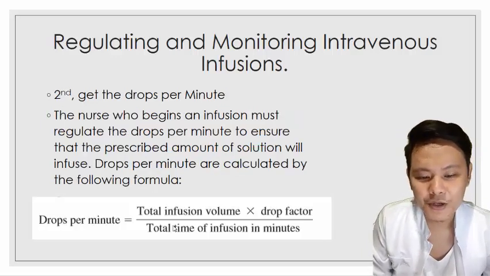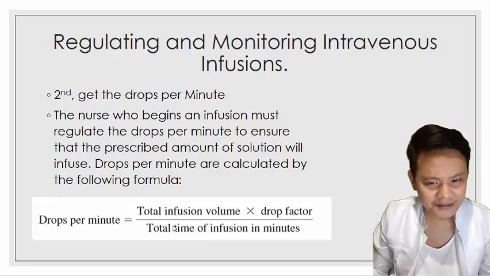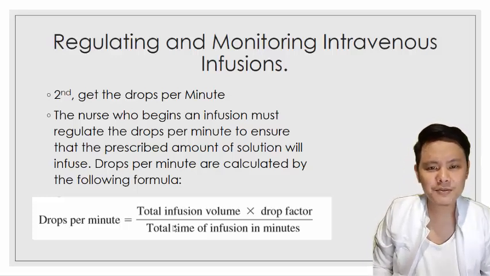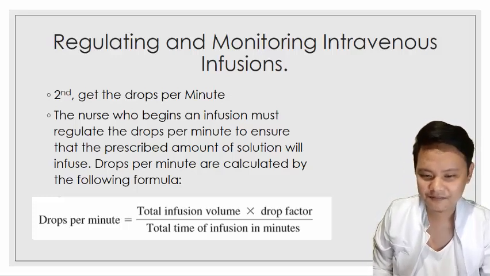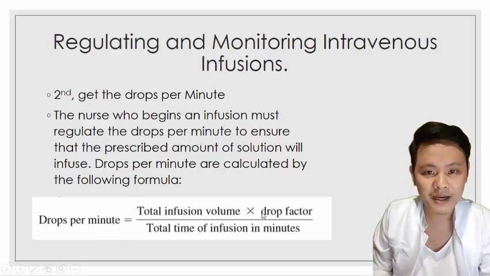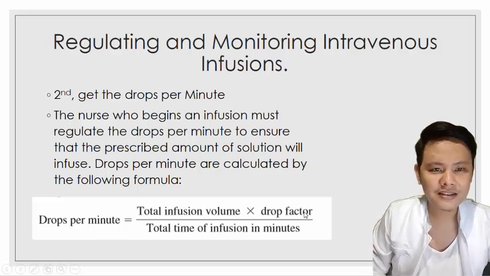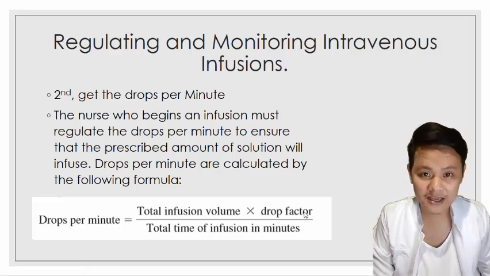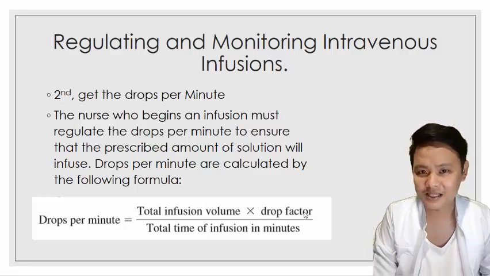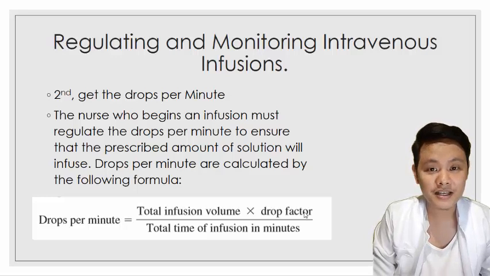Next, paano po natin makukuha yung drops per minute? So, to get the drops per minute, here's the formula. So, the total infusion volume multiplied by the drop factor. Ang drop factor po natin is 20, pero depende po yan sa mga hospitals. Some other hospitals, they use 15.